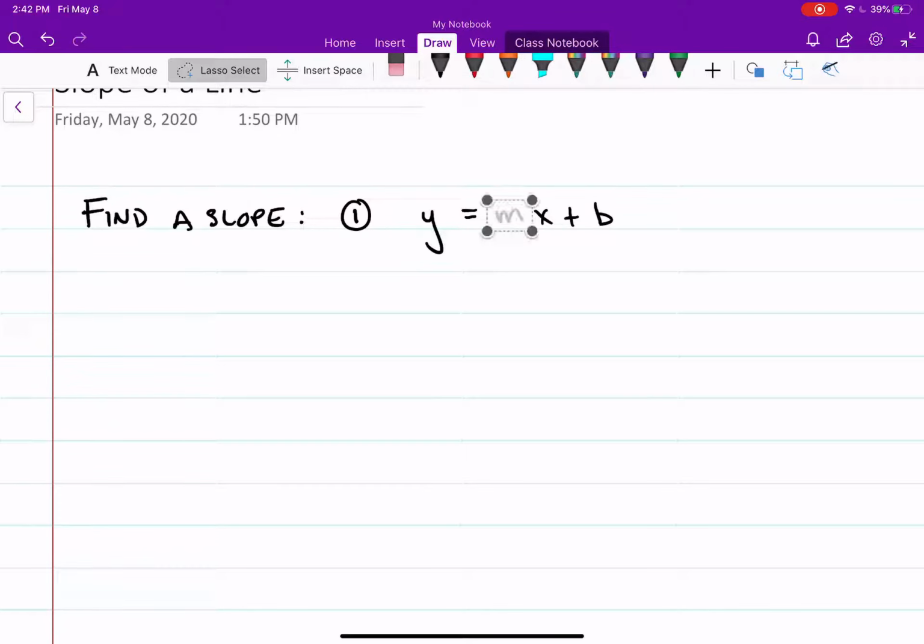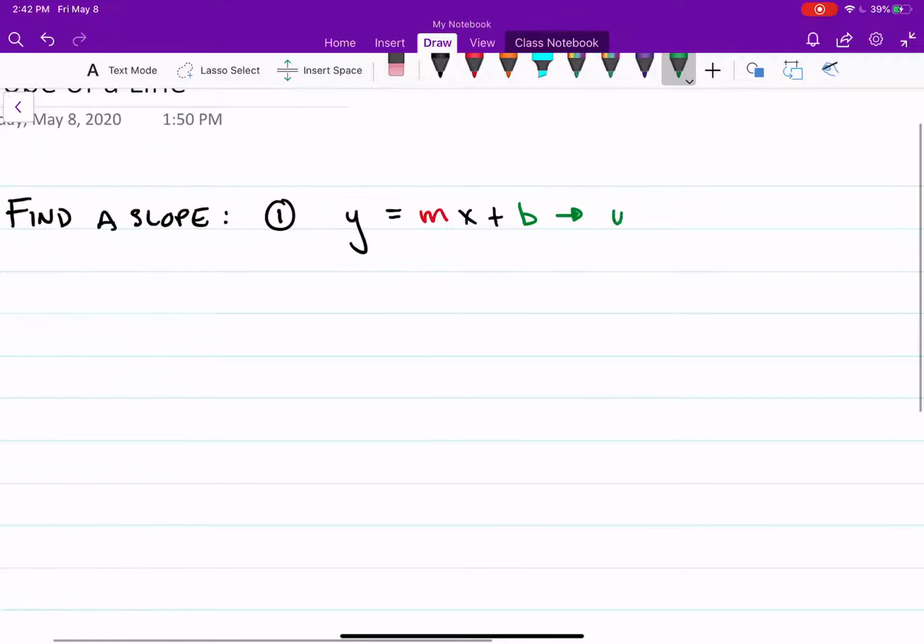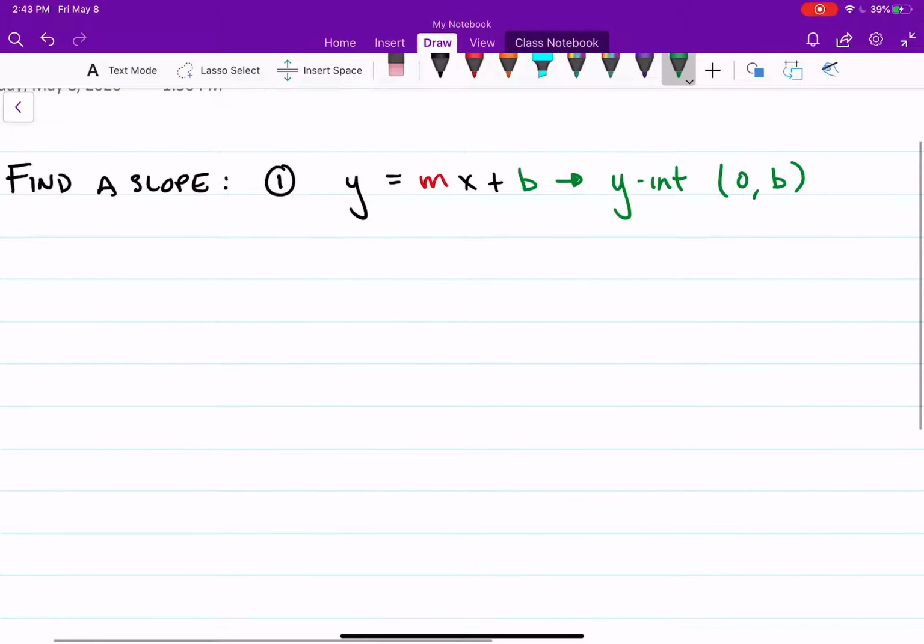Now, what we said was that the b, or the number that stands alone, would be your y-intercept, which would be (0, b), okay? And this m is your slope, which I said was rise over run.